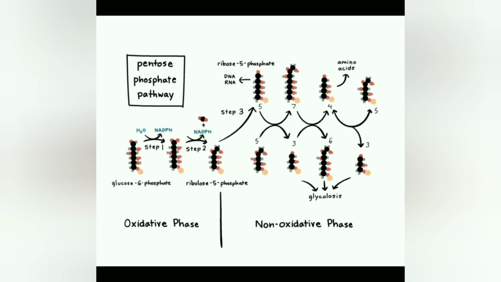The pentose phosphate pathway takes place in the cytosol of the cell, the same location as glycolysis. The two most important products from this process are ribose 5-phosphate, the sugar used to make DNA and RNA, and the NADPH molecules, which help with building other molecules.